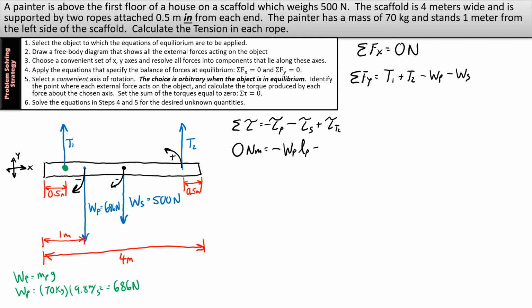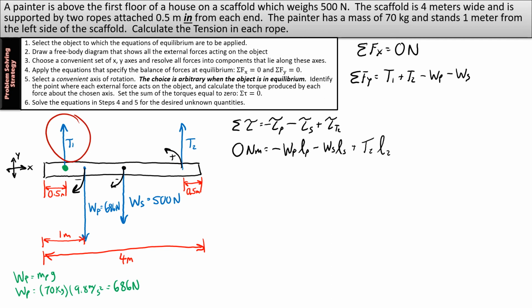The torque of the scaffold is the weight of the scaffold times the lever arm of the scaffold. And the torque provided by the tension in the second rope is the tension in the second rope times the lever arm for the second rope. Okay, now even though we have some nice red numbers drawn on our diagram, we actually don't have any of the lever arms yet. So maybe we should use a dark red for the lever arm.